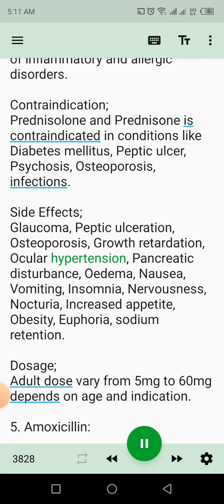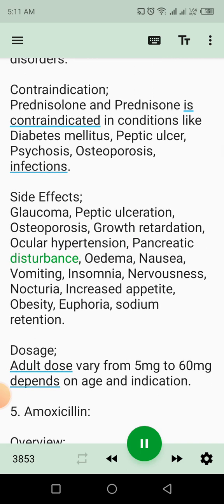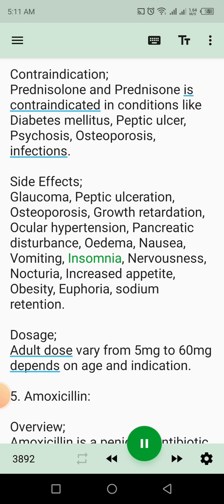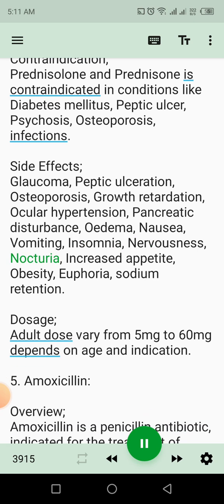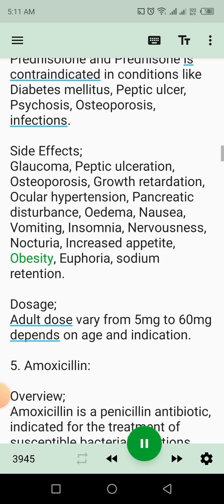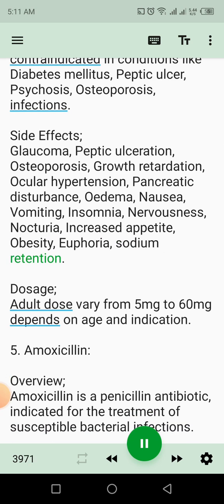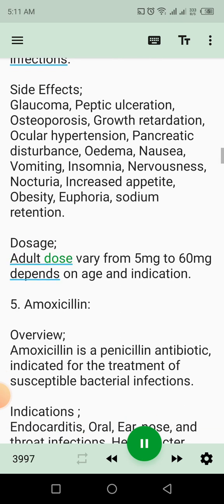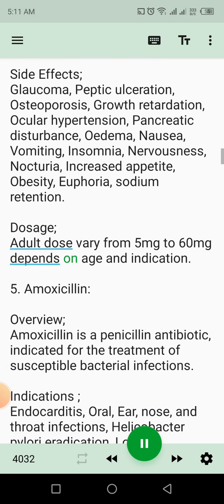ocular hypertension, pancreatic disturbance, edema, nausea, vomiting, insomnia, nervousness, nocturia, increased appetite, obesity, euphoria, sodium retention. Dosage. Adult dose varies from 5 mg to 60 mg depending on age and indication.